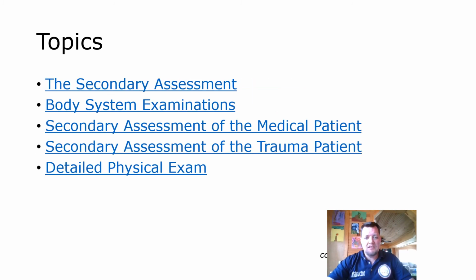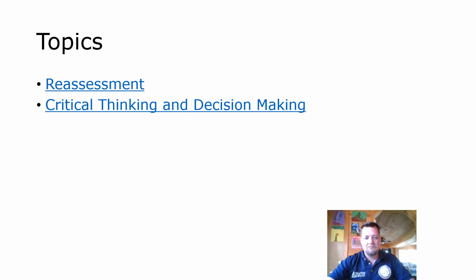So we're going to look at the secondary assessment, the body system examinations, secondary assessment of the medical patient, secondary assessment of the trauma patient, and a detailed physical exam. We're also going to look at reassessment, critical thinking, and decision-making skills, and how we can apply those things.